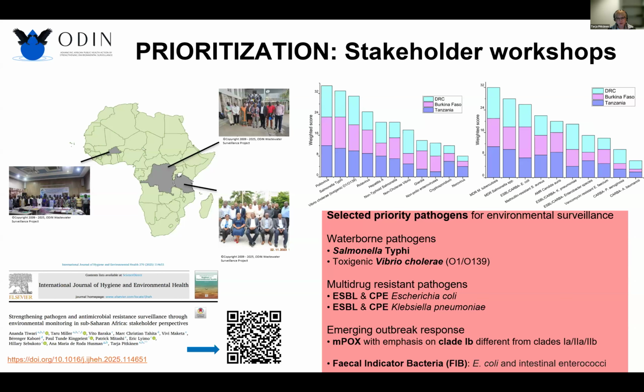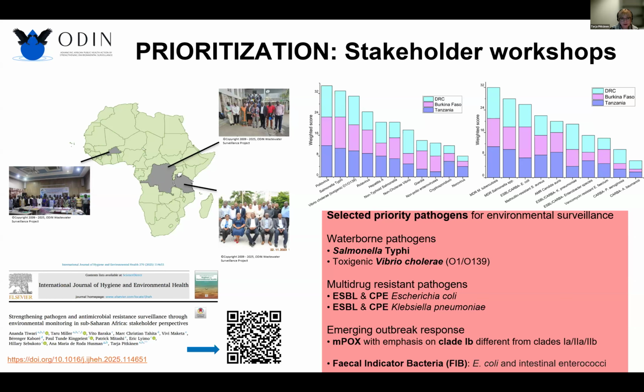And on top of that, it is very important to have a quality assurance of the samples collected. And for that, we are using fecal indicator bacteria, so normal commensal E. coli and intestinal enterococci colony count work as a proxy of fecal contamination in those samples that we are collecting.